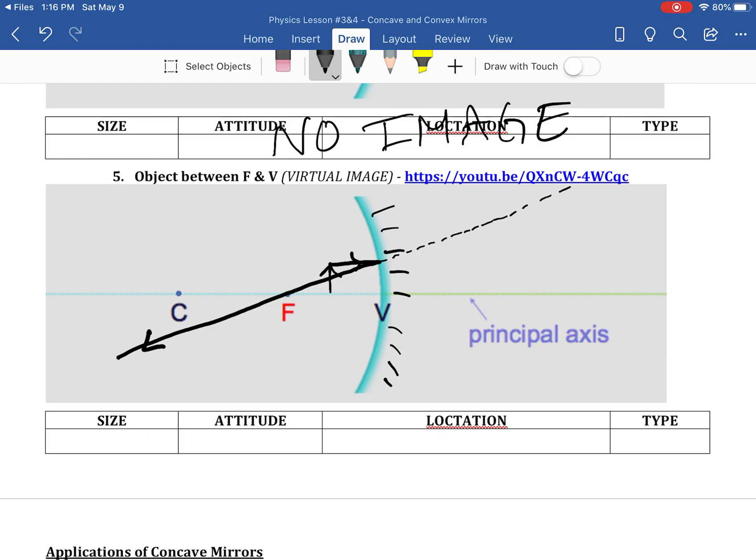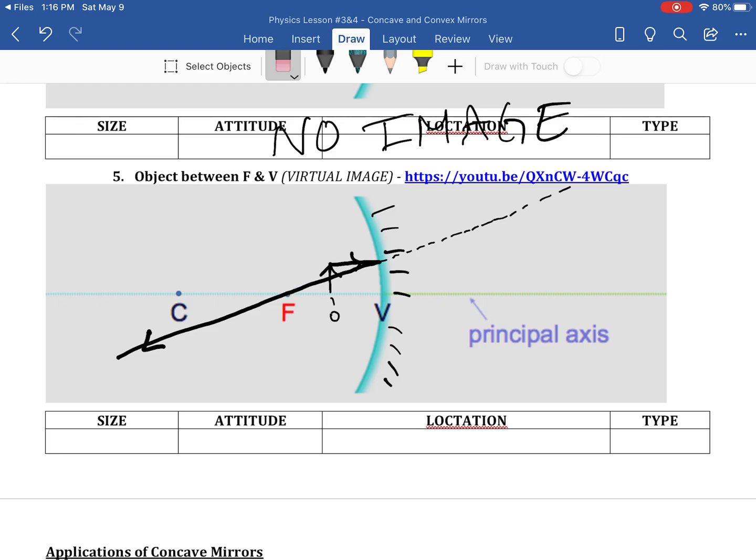Now, how else does it come? How else does the second rule? Now, remember, this object is in front of the focal point. So we're going to go from the focal point to the top of the object. Normally, the object is here, and we go from the top of the object through the focal point. But this time, the object is in front of the focal point.